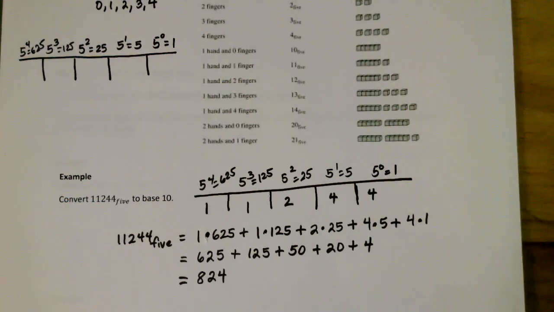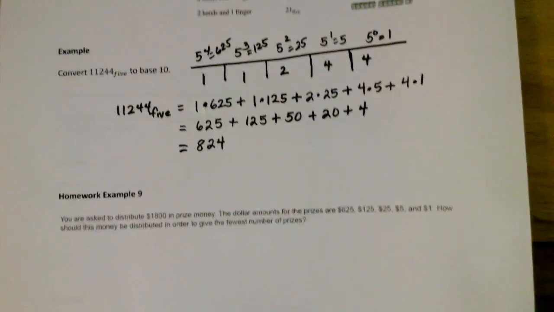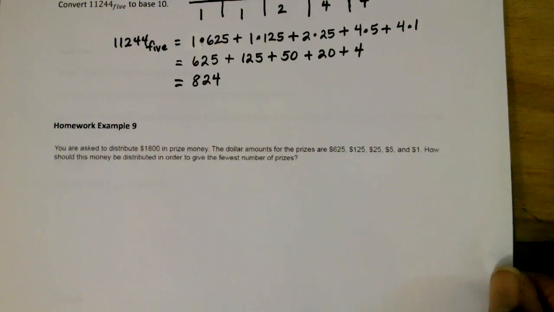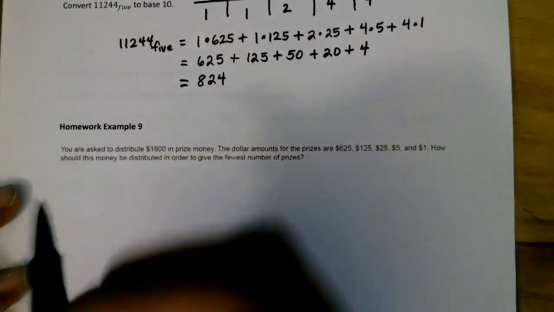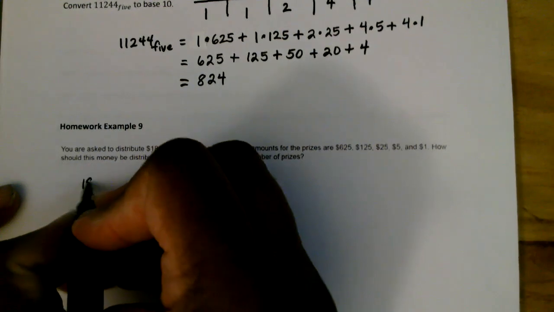Okay, now this next homework example is somewhat similar to that. You're asked to distribute $1,800 in prize money. The dollar amounts for the prizes are $625, $125, $25, $5, and $1. How should this money be distributed in order to give the fewest number of prizes? Okay, so we got $1,800 to distribute.